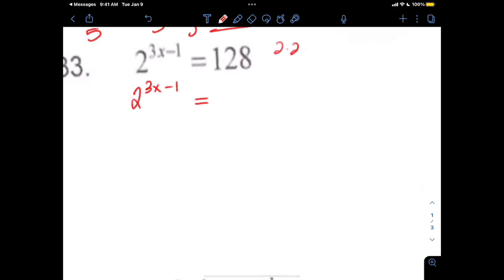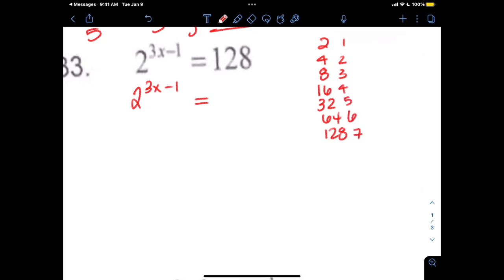So 2 times 2 times 2, there's 8, 16, 32, well, so 2, 4, 8, I'm just multiplying by 2, 16, 32, 64, 128. So I did 2 to the power of 1, 2, 3, 4, 5, 6, 7. 2 to the power of 7. So that means 2 to the power of 7 is the same thing as 128. So I'll write that in.